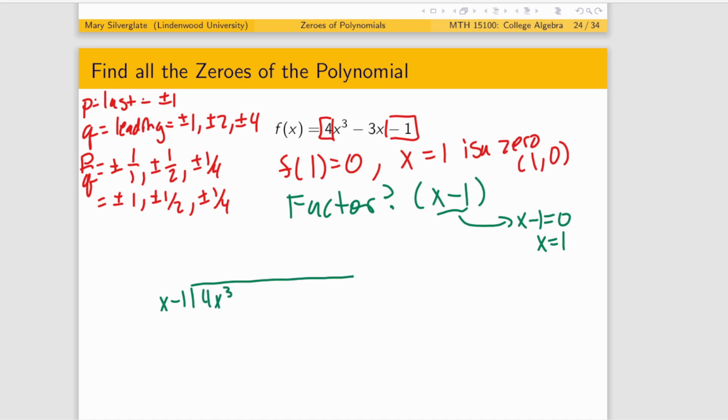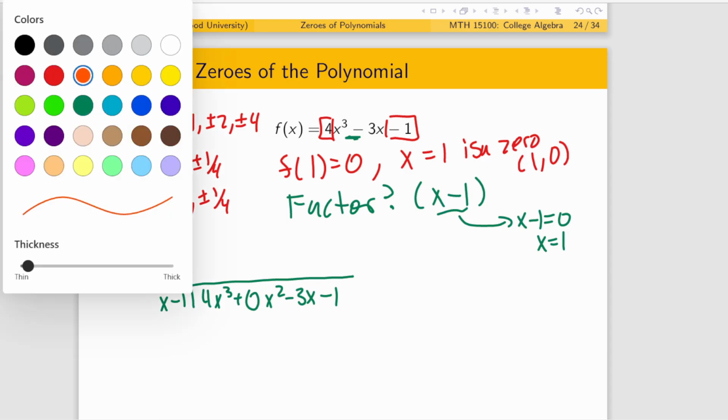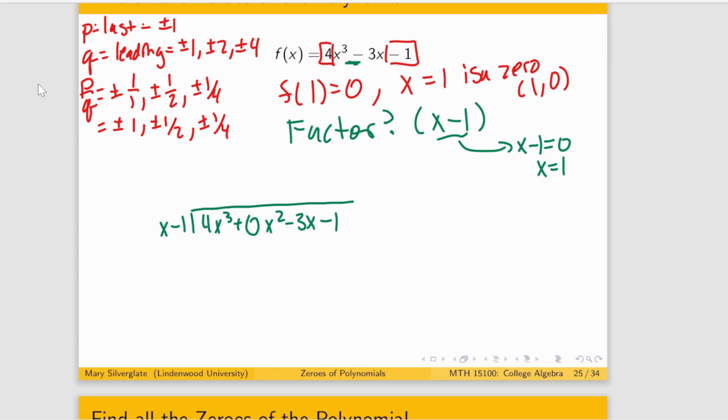And this is a case where I like to put in a placeholder value of 0x squared to make sure I don't just get my placeholders mixed up, since there is nothing written in between the x cubed and the x. Now I do polynomial long division like I've been doing. So I ask myself, x goes into 4x cubed how many times? So this is asking me to do 4x cubed divided by x. That gives us 4x squared.